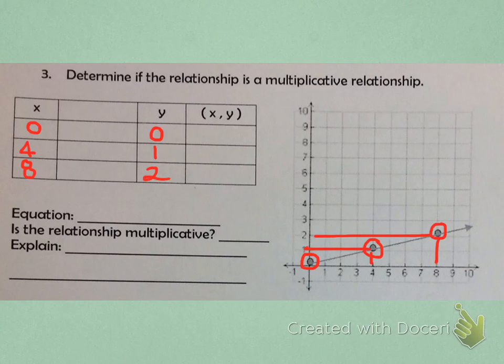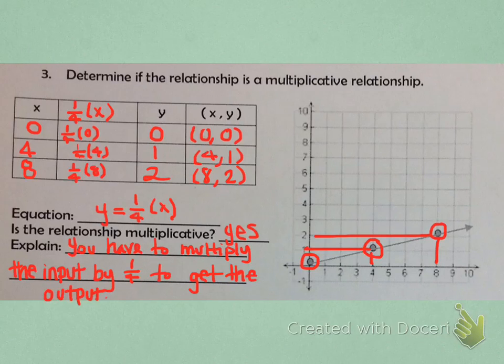Back to our chart. I would like you to fill out the ordered pairs and answer the following questions, and then press play to check your answers. Okay, please check your answers, and then we will also check this in class tomorrow. Your rule was 1/4 times x, leaving your equation y equals 1/4 times x.